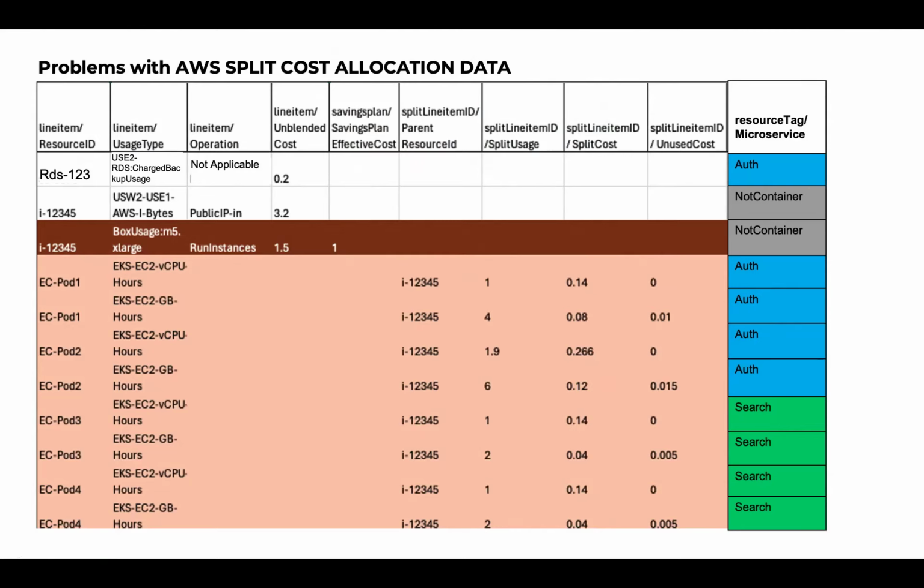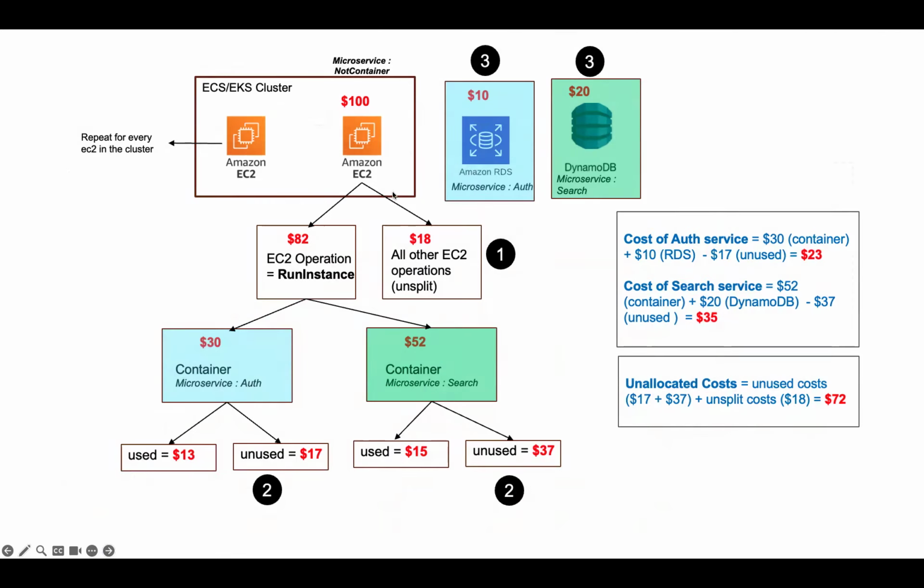If AWS were to actually provide a query on how to do this, how do we extract this information that we need, how do we use tags on this information that's generated, that would be very useful.